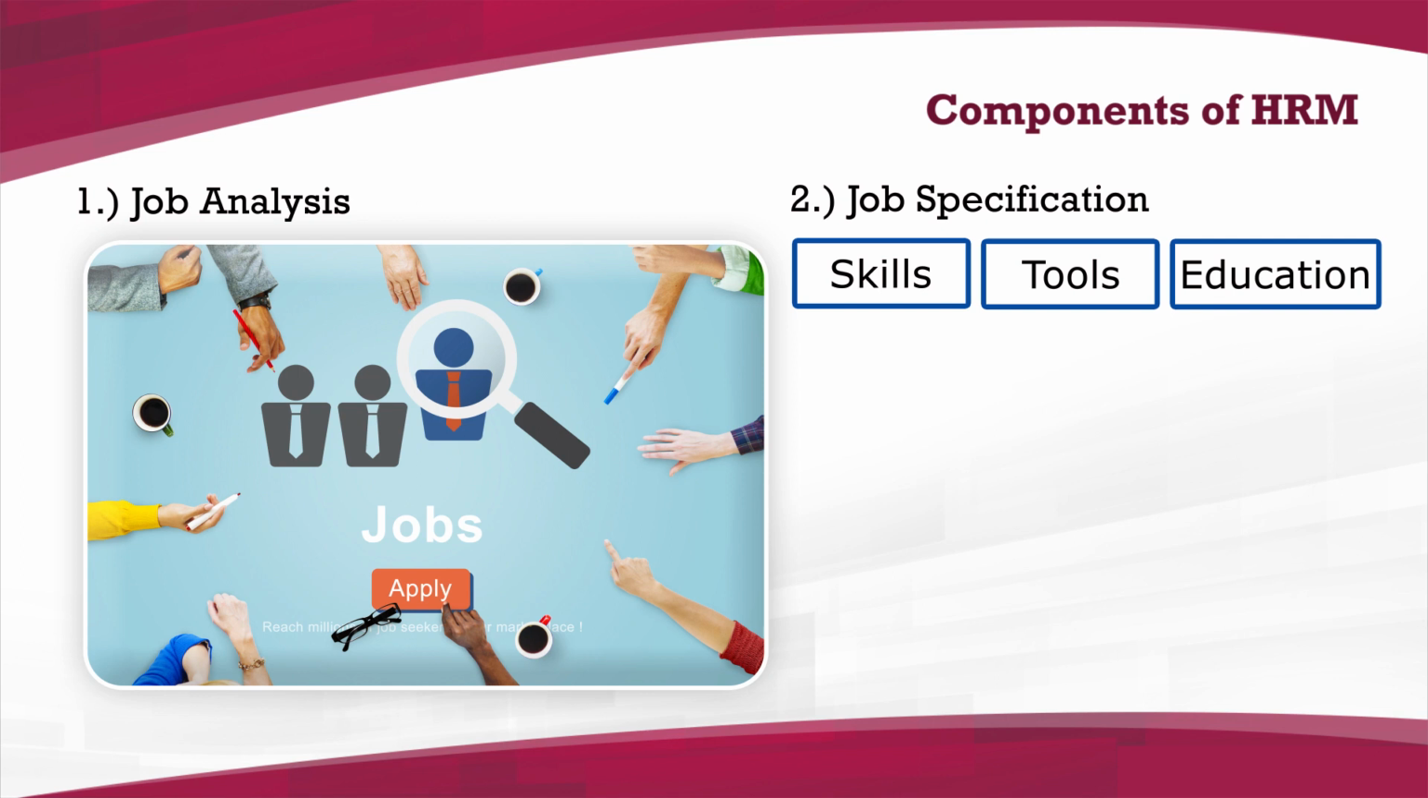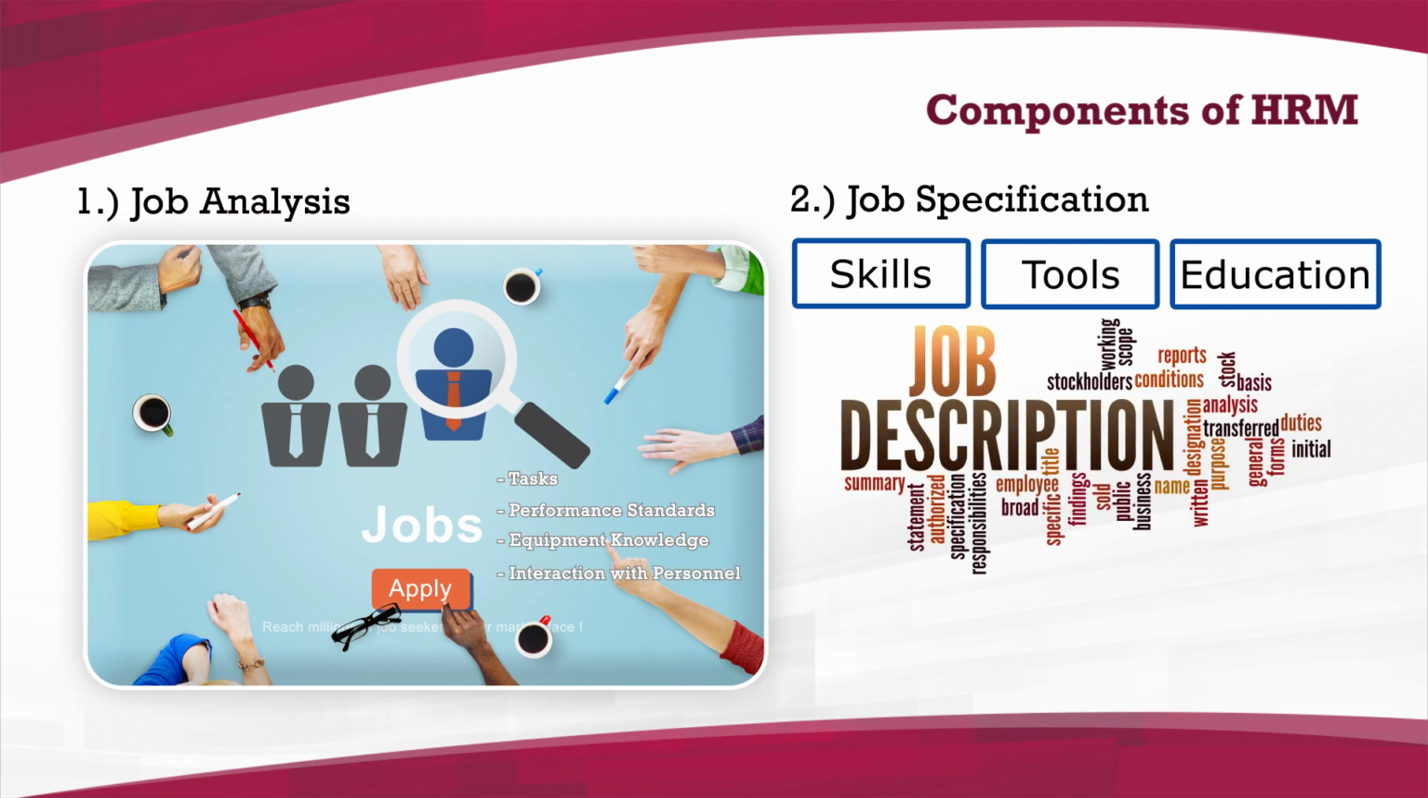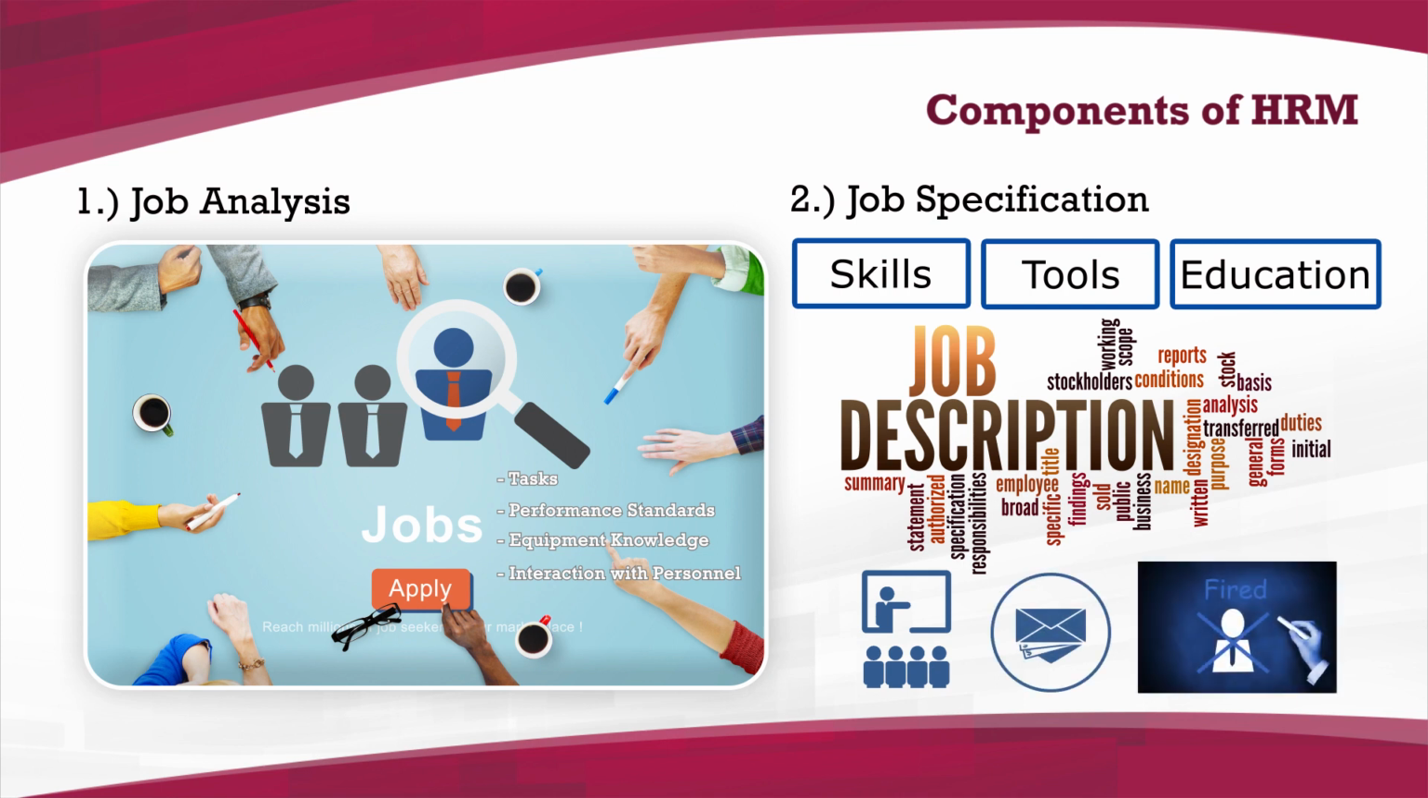To do this, HRMs focus on the tasks performed by the position, performance standards, and the equipment and personnel this position interacts with in the organization. Job description and specification provide the information needed for all other HR tasks. These form the criteria for selecting, training, compensating personnel, and firing them.